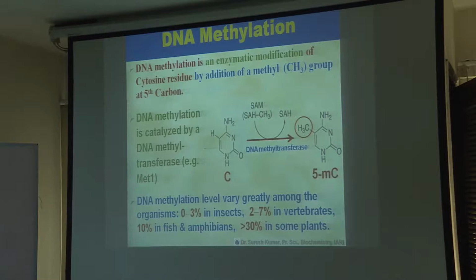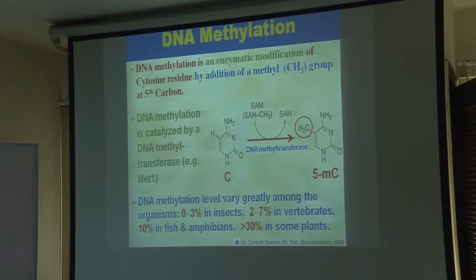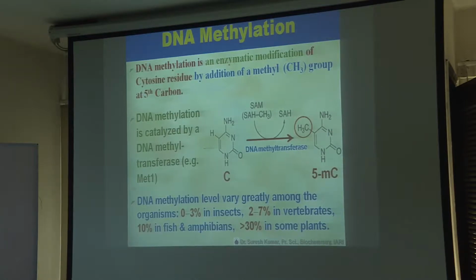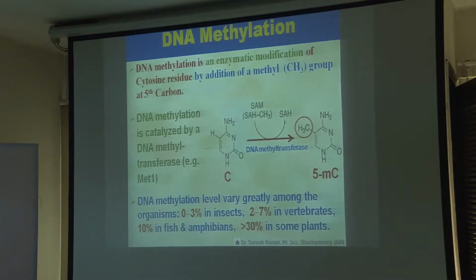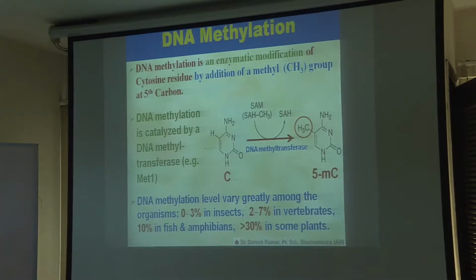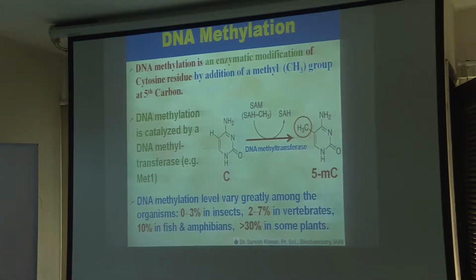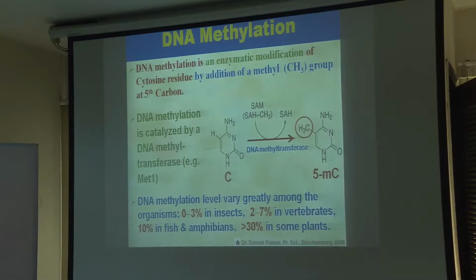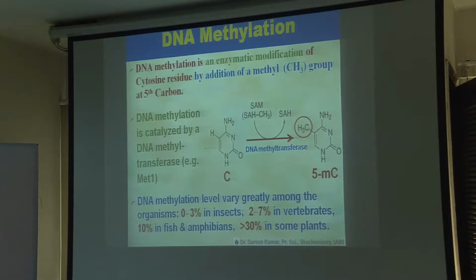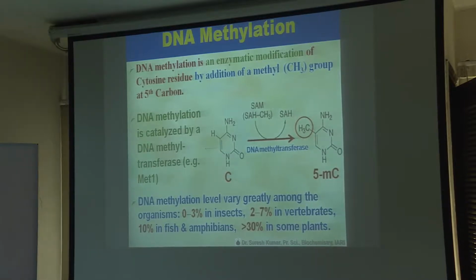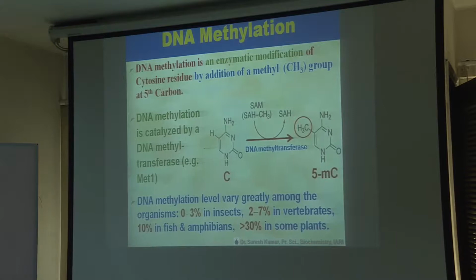So, if you look at fish and amphibian genomes, you will find that about 10% of the cytosines are methylated, but if you look at different plants, you may find in some particular plant more than 30% cytosines are methylated. So, this says that cytosine is really a fifth base. It is not that methyl cytosine comes randomly; it appears that the fifth base occurs so much.